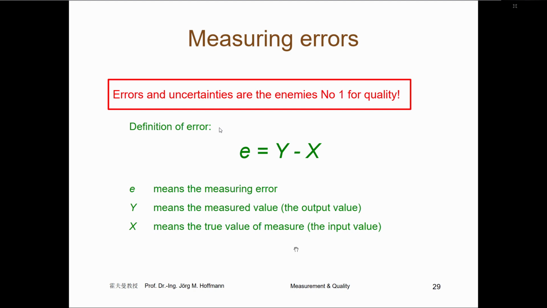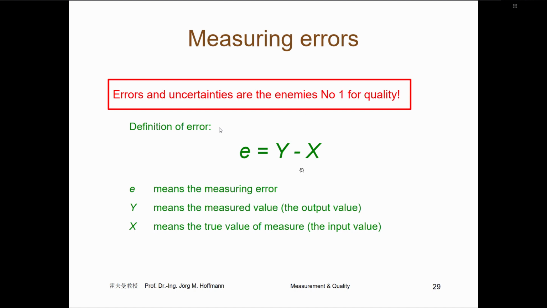The definition of the error is y minus x. And you remember, x was a true value, what you have in your system, the true value, the input value. And y is a measurement value, the measurement value, what your device is giving out.